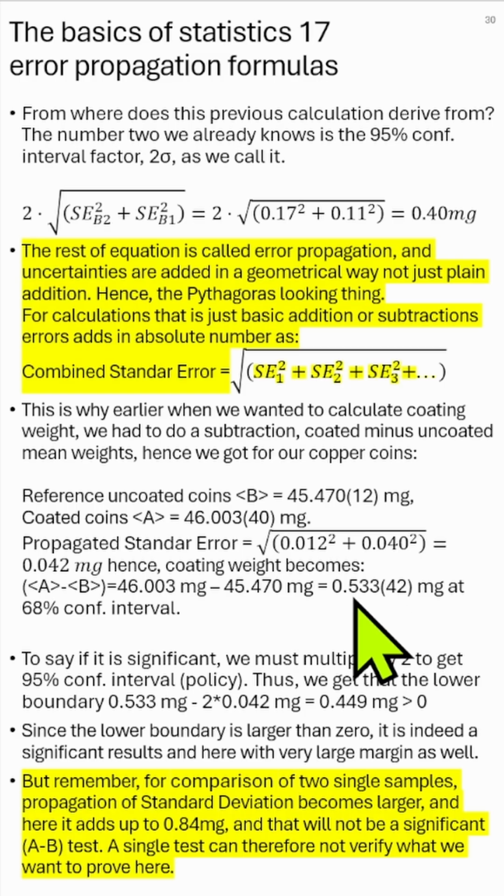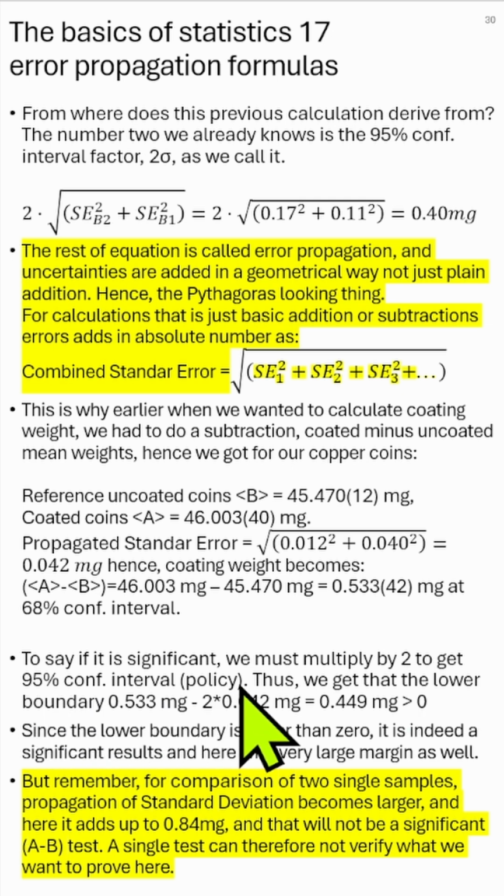And in our short version of writing this, we write 0.533 bracket 42. And all this is a 68% confidence interval, because we haven't said anything about confidence interval. So that is the default, right? So if we want to say if this difference is significant, then we multiply this combined propagated standard uncertainty by a factor of 2 to get that 95% confidence interval.